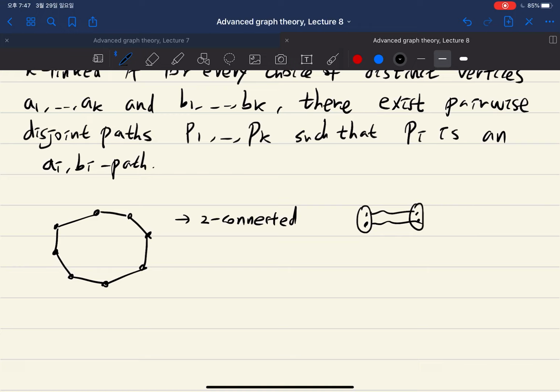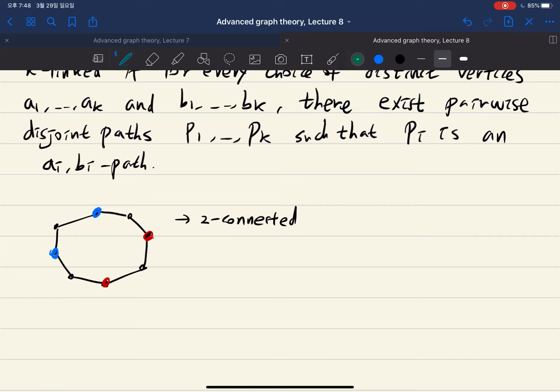Which can be proved from the connectedness. So if you take, say, these 2 vertices, and then we want to connect the vertices from the blue ones to the red ones, then you can find this path and this path.